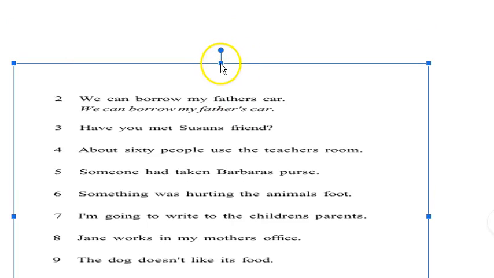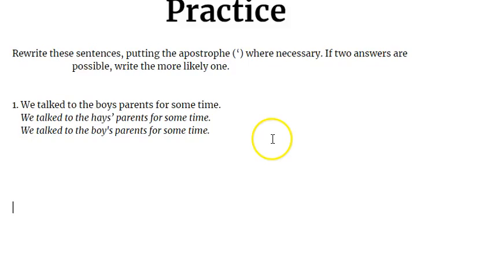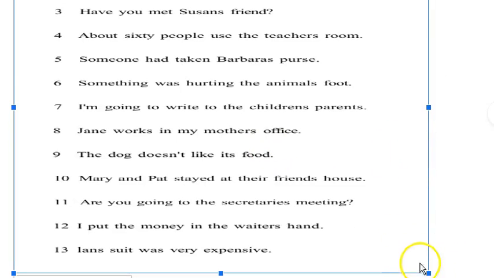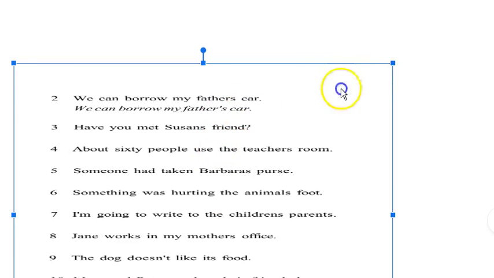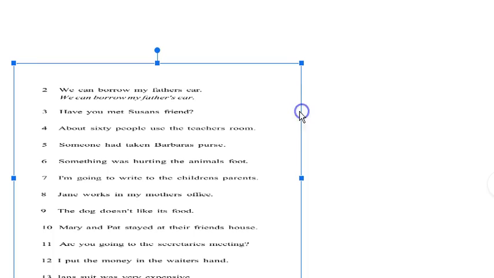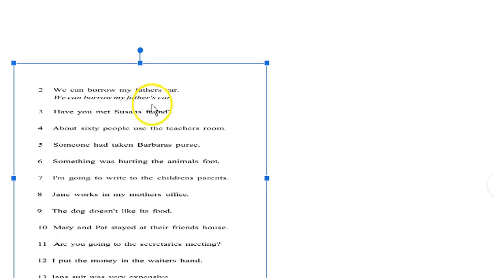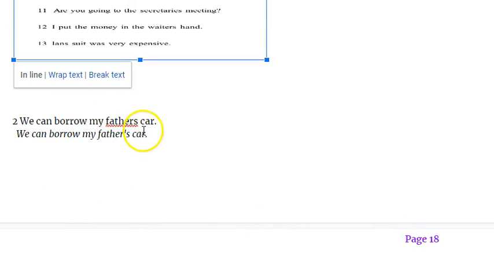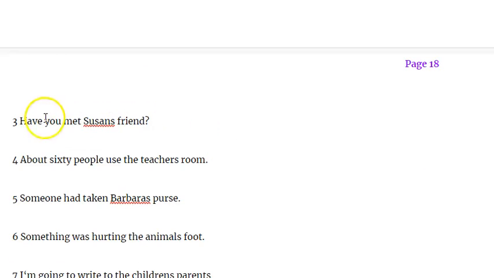Here is an example: we can borrow my father's car. And then when you're trying to rewrite it, we can borrow my father's car. It must be father apostrophe s car. Next, start with number 3, because number 1 and number 2 are already given. Page 18, number 3.